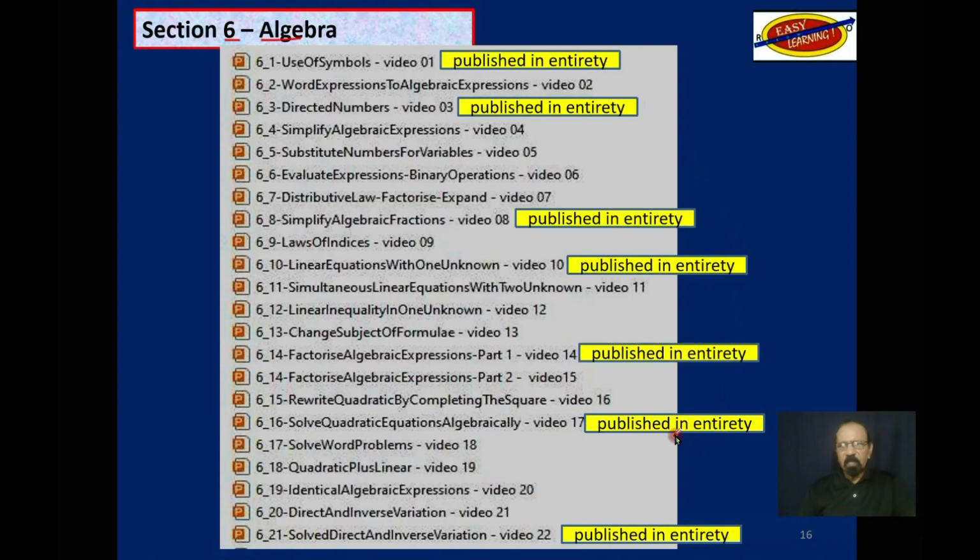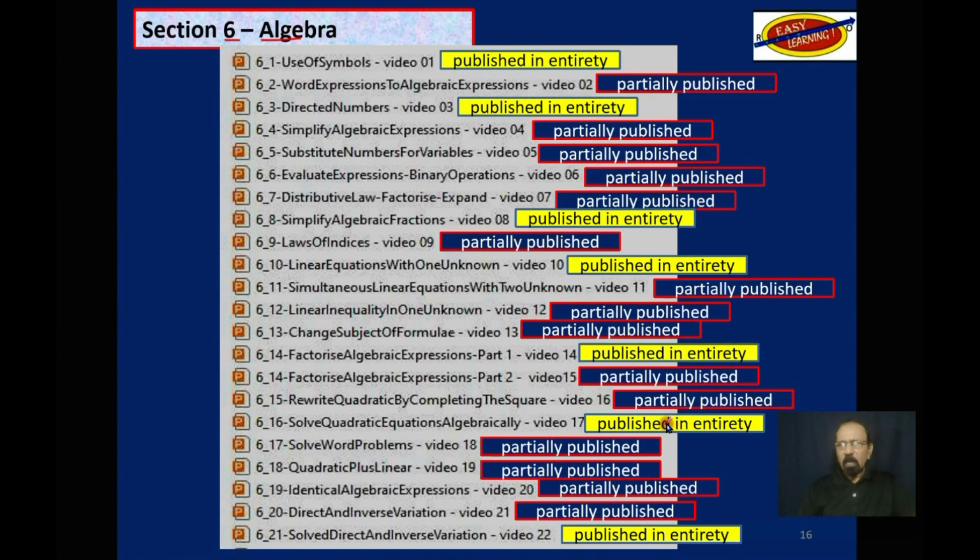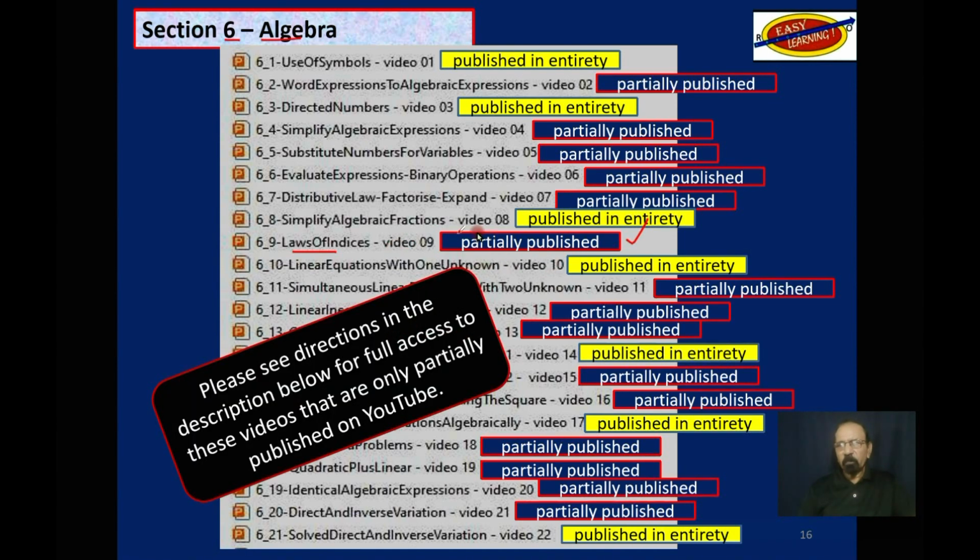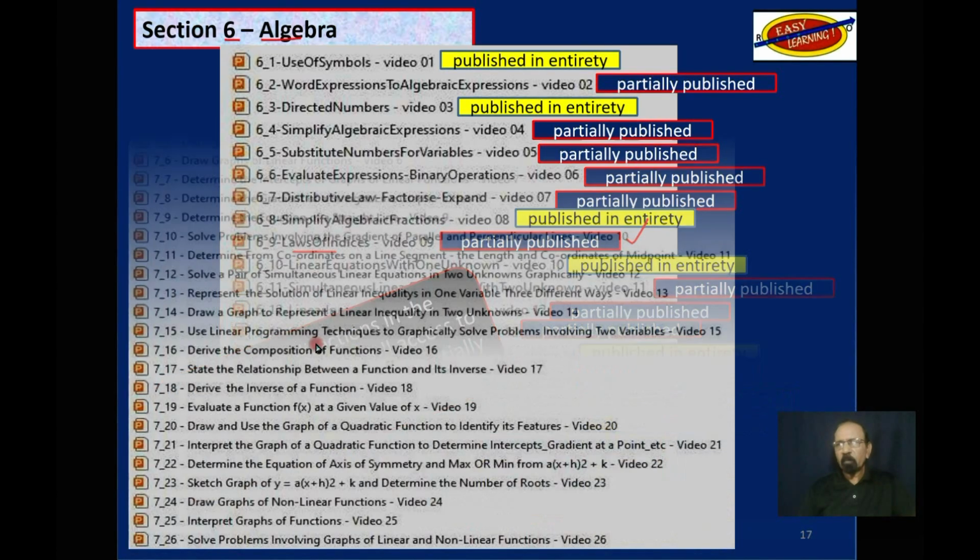These videos that you see indicated in yellow here have been published on YouTube in their entirety, and the others partially. Keep in mind that those that are partially published deal with each of these objectives partially. For example, law of indices. Some of that has been done in this video, even though it is only partially published. And as I already pointed out, if you need full access to these videos that are only partially published on YouTube, please see directions in the description below.